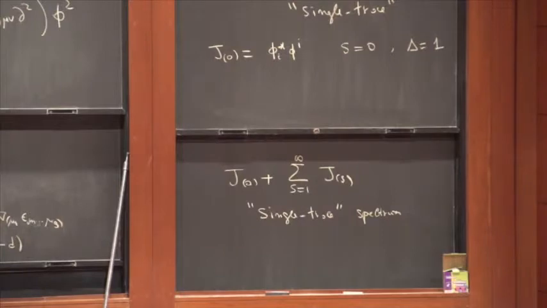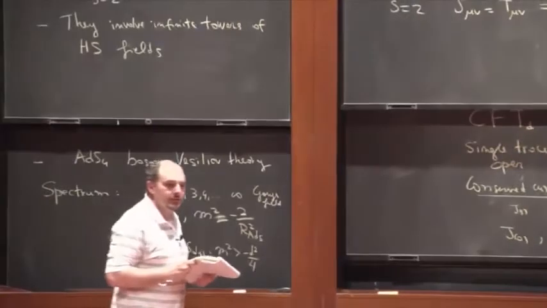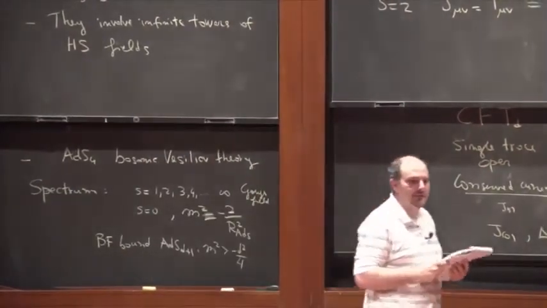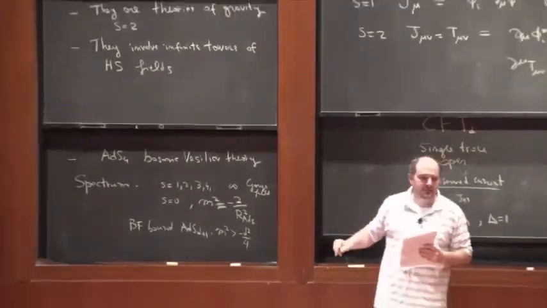So for that theory, the dual will be more complicated. It will not be a Vasiliev theory, which only has this spectrum. There will be many more fields which will be dual to those extra single trace operators, like trace phi to the fourth, for example. That will be dual to some massive field in the bulk, which is not present in the Vasiliev theories.